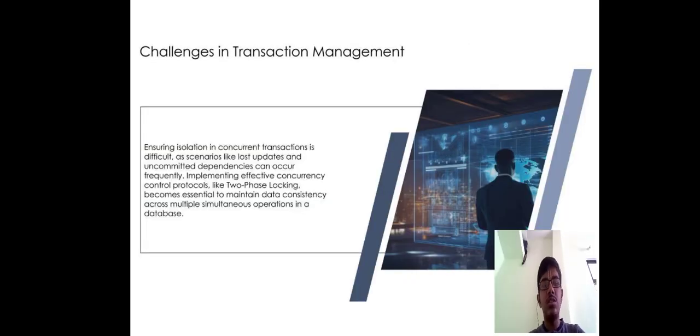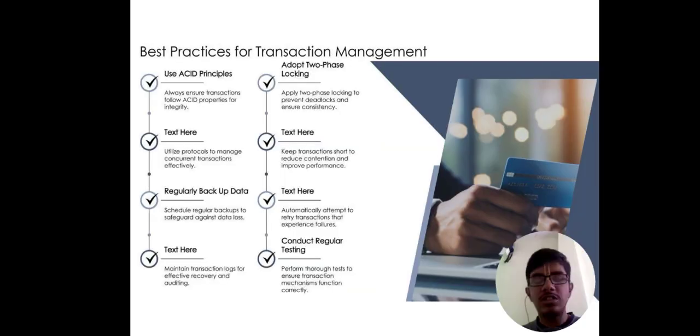Then what challenges come in transaction management? We will read line by line. Ensuring isolation in concurrent transactions is difficult, because as per the scenario, lost updates and dependencies and some failures are found frequently. Implementing effective concurrency control protocols like two-phase locking becomes essential to maintain data consistency, which has performance implications.